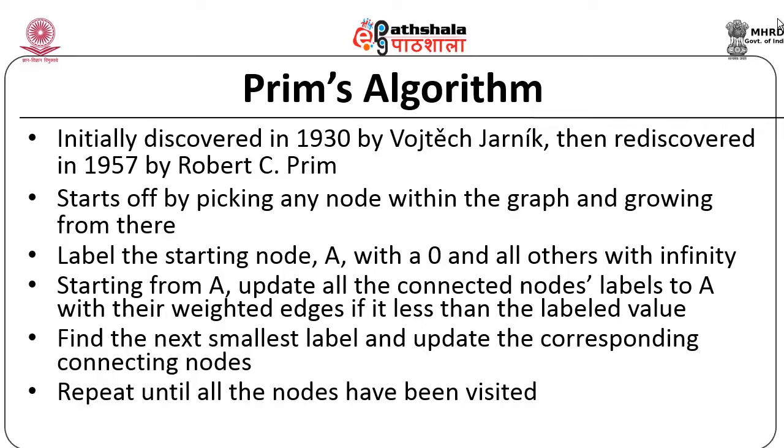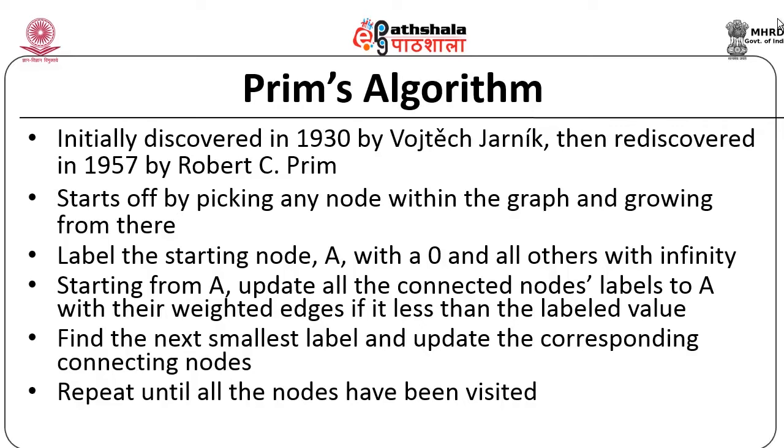While the previous algorithm that we discussed, Kruskal's algorithm, is designed with edges, where you build the graph by selecting edges, in Prim's we start off by picking any node within the graph and we grow from there. So, it can start with any node. Remember, in Kruskal's algorithm we started with a minimum edge; here we start with any node.